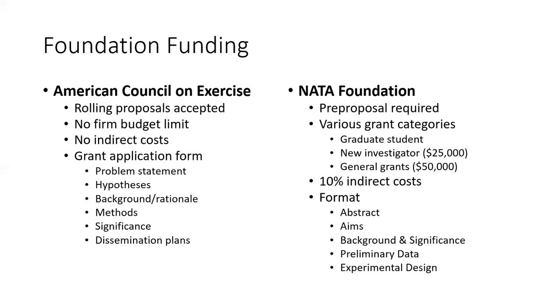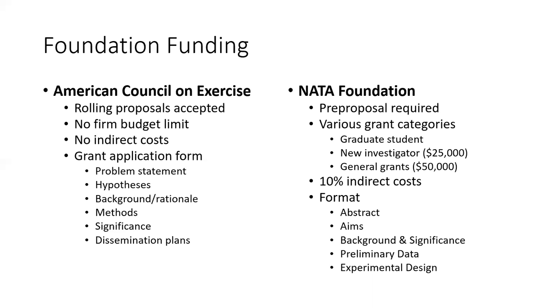American Council on Exercise does not include indirect costs, whereas the NATA Foundation does provide 10%. The other thing with the NATA Foundation is there are various grant categories, and at some point you might actually be able to qualify for both the new investigator and the general grant. So that comes into play in terms of what your project really needs, and it helps to ask the NATA Foundation, for example, for their acceptance rates or how many proposals they got in the previous year for each category to understand your odds.